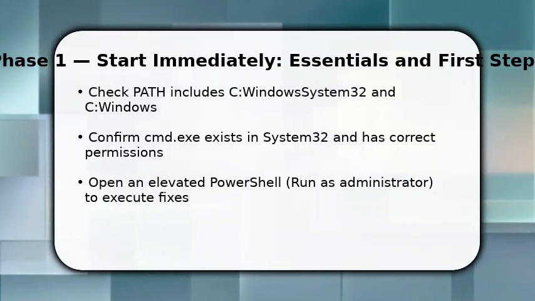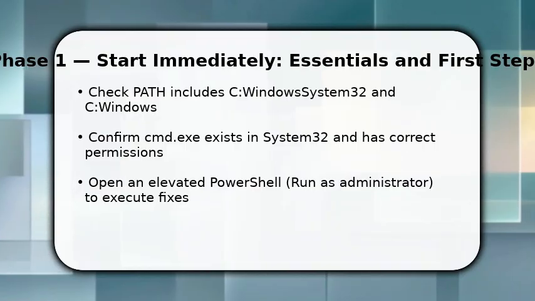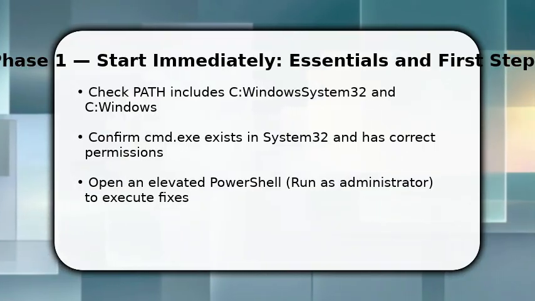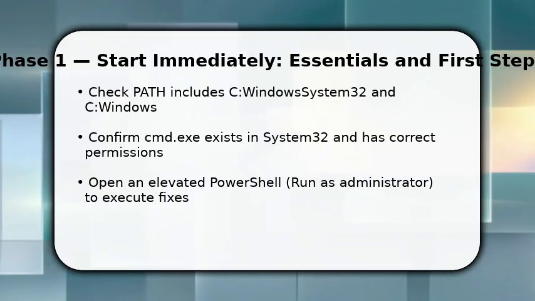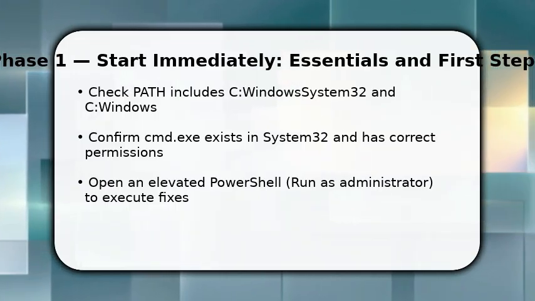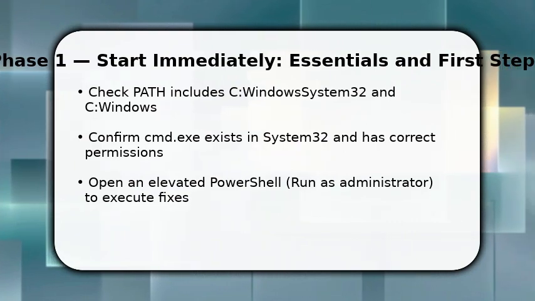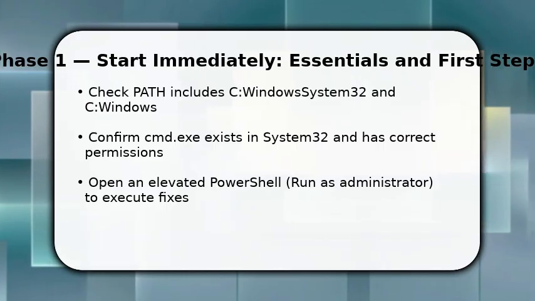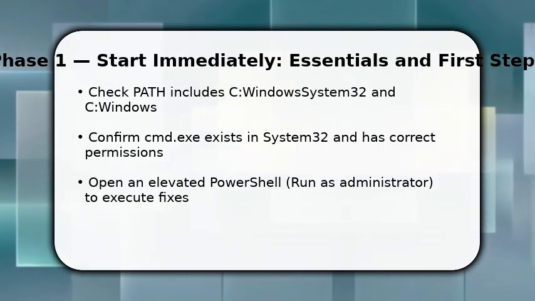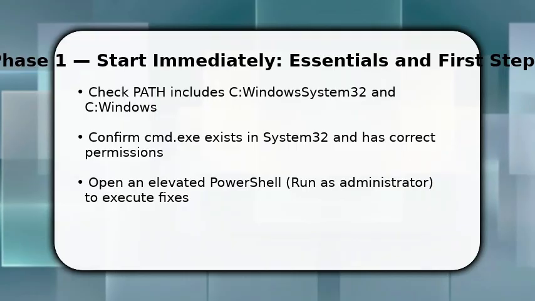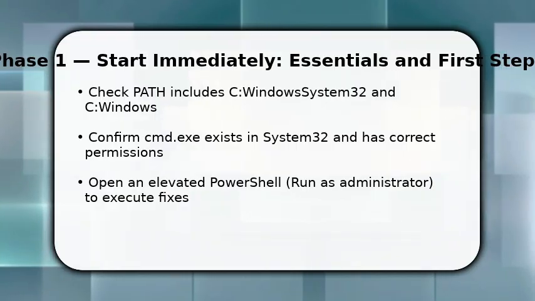If cmd.exe is missing, copy it from a healthy machine or extract it from Windows installation media. Once done, adjust file permissions so System and Administrators have full control, and then proceed to update the path to include both C:\Windows and C:\Windows\System32.